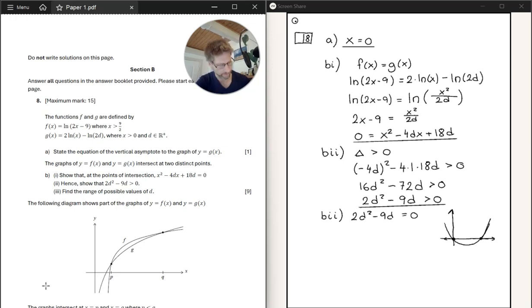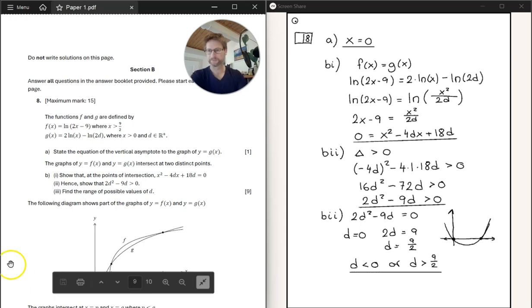And one solution is that d is just 0. That's what I also put into the drawing over here. And the other one is that 2d is equal to 9, that is, that d is 9 over 2. And now we have the solutions to the equality, and then the solution to the inequality is that d must be either smaller than 0 or d must be bigger than 9 over 2.